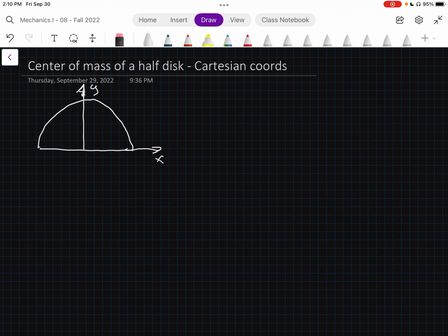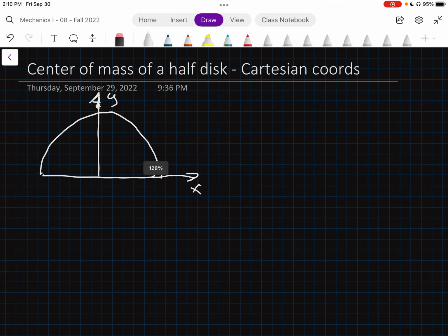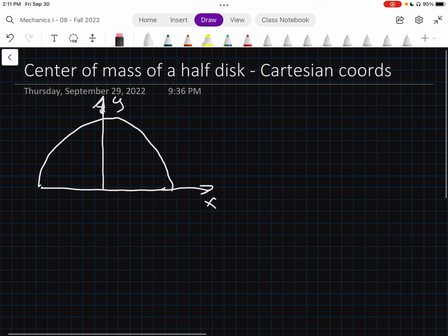Okay, I'm going to show how to calculate the center of mass of a half disk. There's another video I just finished that shows you how to do that in polar coordinates. In this video, I'm going to show you how you can do it in Cartesian coordinates, and they give you the same result, which is, of course, reassuring.